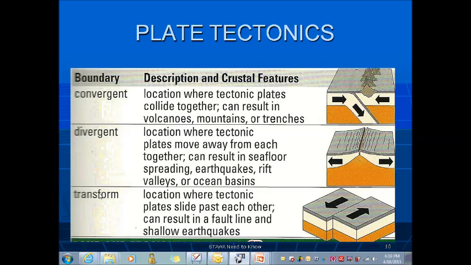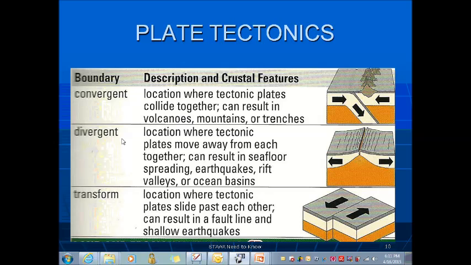Transform boundaries are a plate boundary where the plates are sliding past each other. This would result in earthquakes. Now, earthquakes happen at every type of plate boundary, so that's not very significant. There's no landform that really forms at transform boundaries, but transform boundaries are known for their earthquakes. And our most relevant example of transform boundaries is, of course, the San Andreas Fault, which is located in California and responsible for the earthquakes that occur in California.